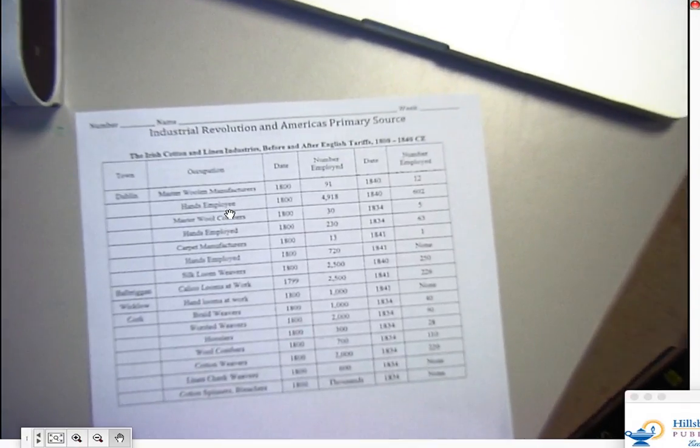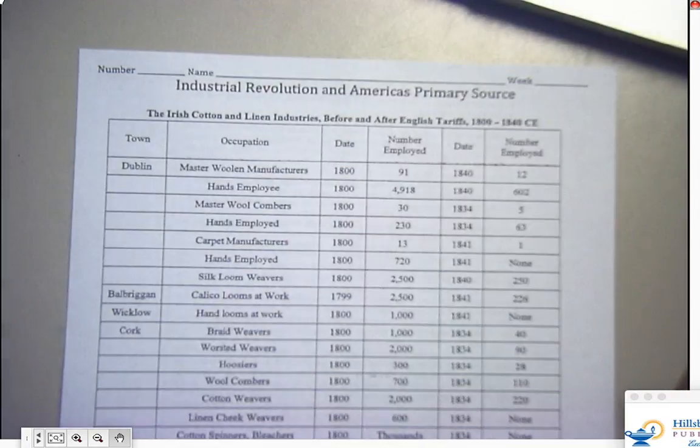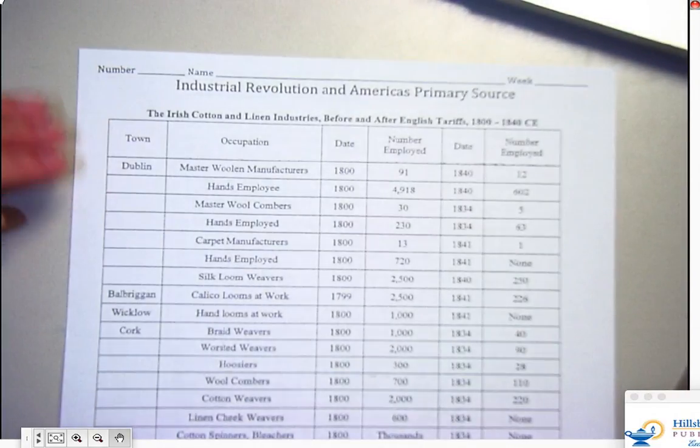All right, so here we go. As you can see, we have a chart for the first time ever. So I'm going to go through it with you. Here we go. So, Industrial Revolution, America's primary source, the Irish cotton and linen industries before and after English tariffs, 1800 to 1840. What do we know?